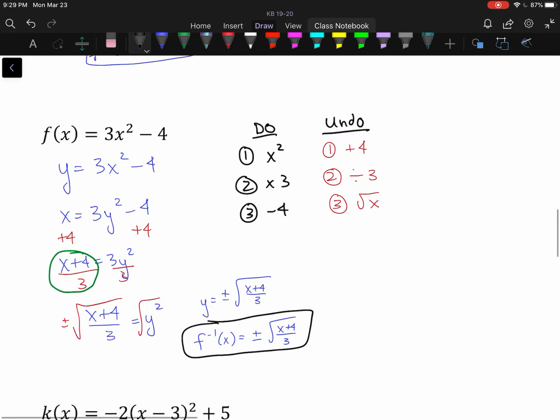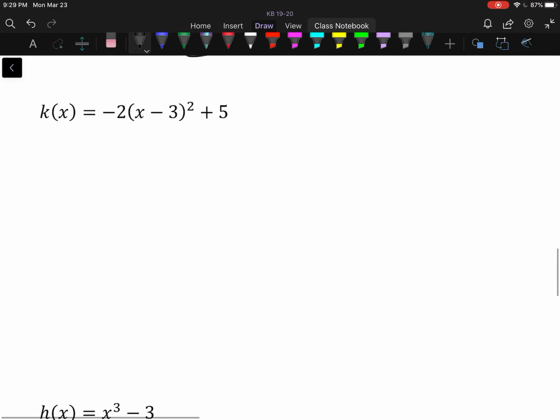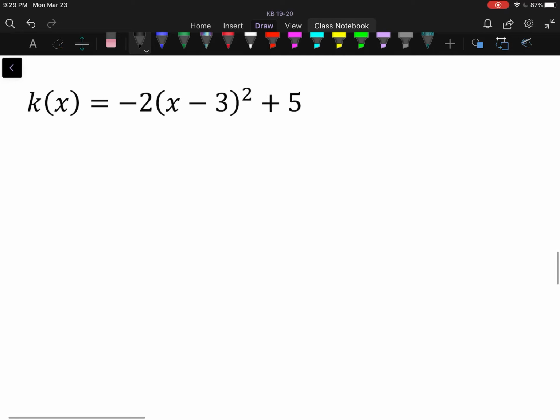All right, very good. Moving on to the next example. Okay, a couple more steps involved here. So, first step, if we want to try switching x and y first, we already know that this is a y. So if you want to write x equals, and then we can put our y in there.